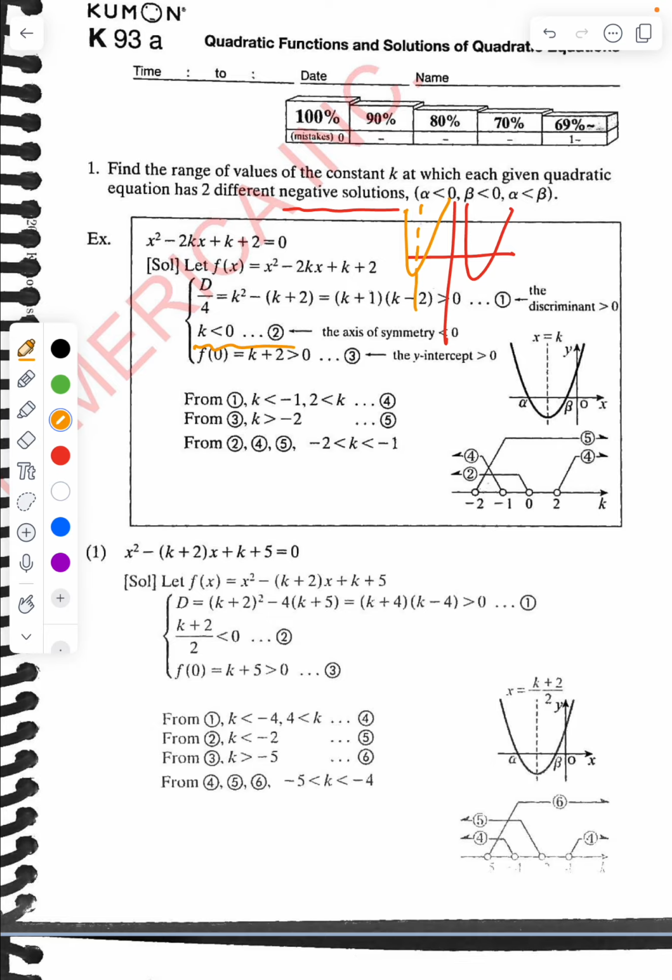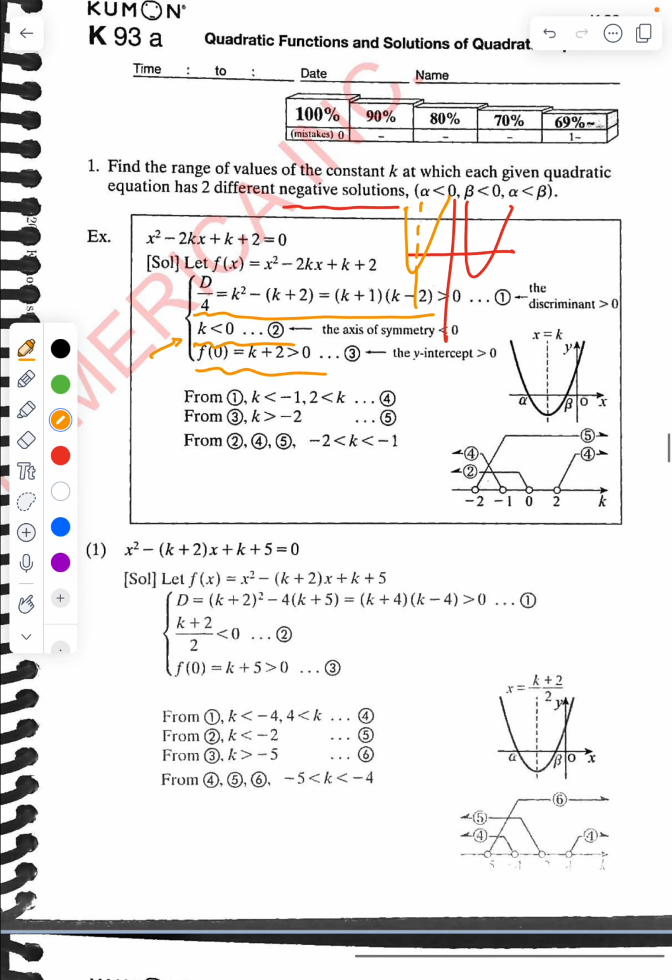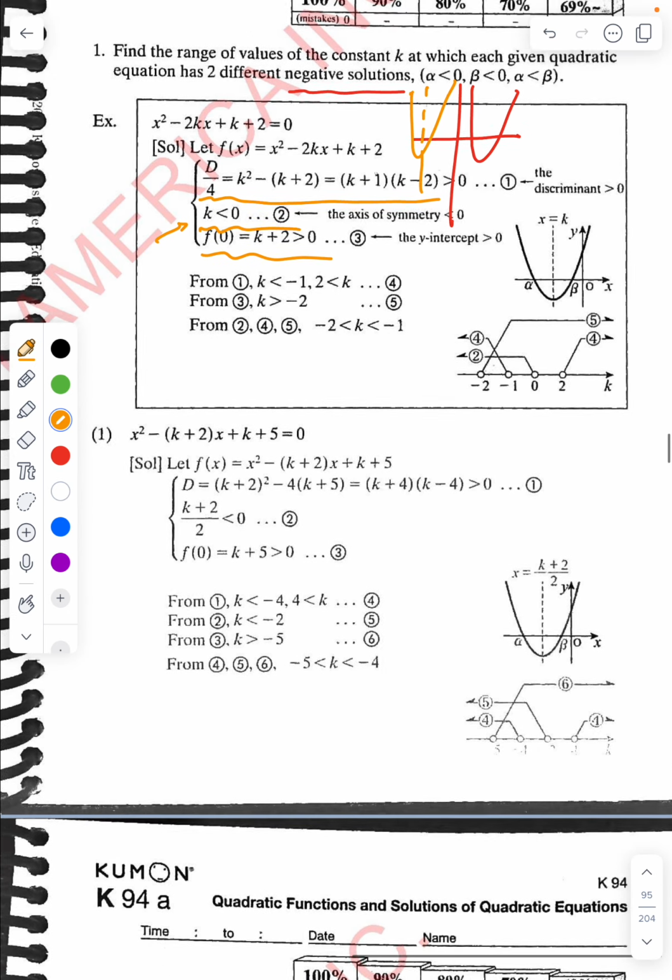However, in order for me to have two roots that are on the same side, I want to make sure that my y-intercept is going to be greater than 0. So this doesn't change. Another thing is that because I have two different solutions, my discriminant also doesn't change. So the only thing that really changes is the axis of symmetry. Anything else remains the same, so even the analysis of the whole part is the same as well.